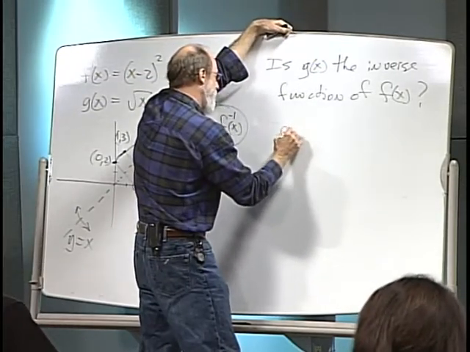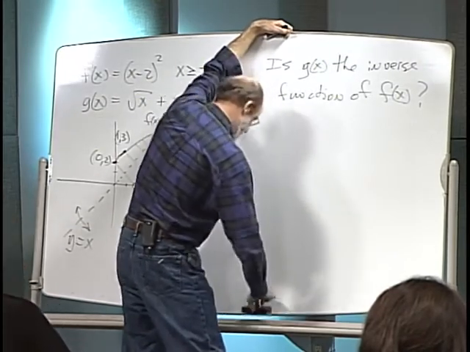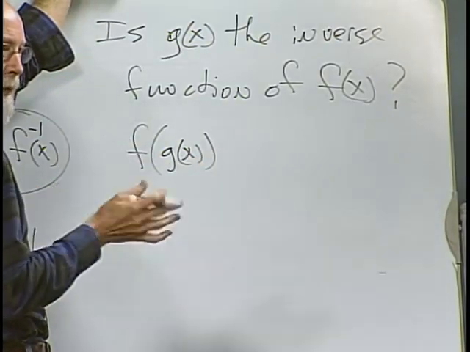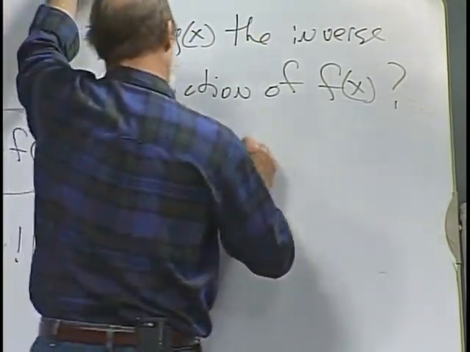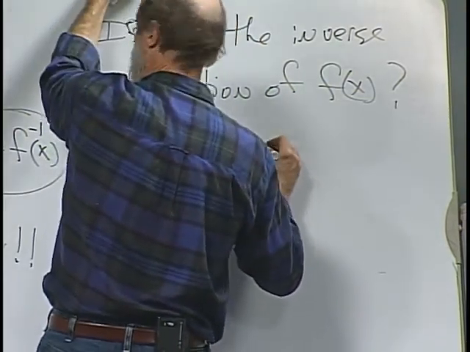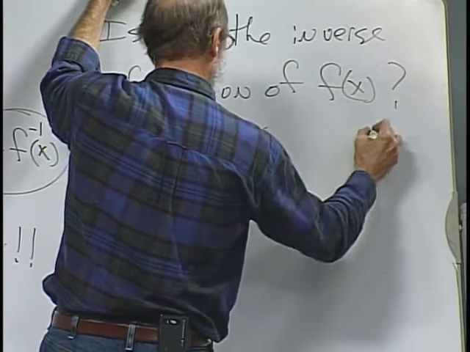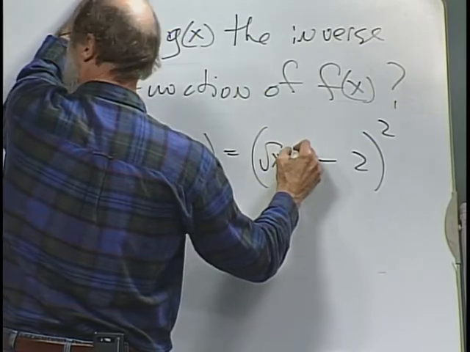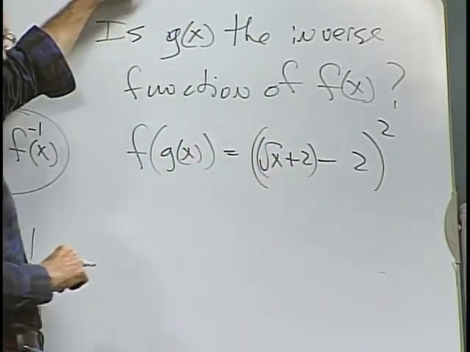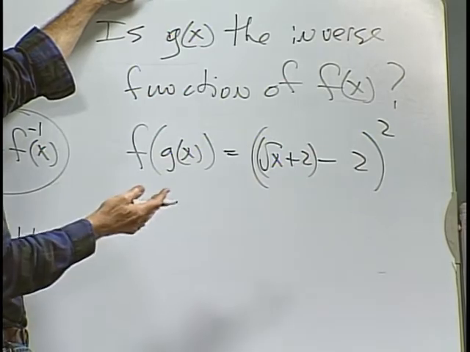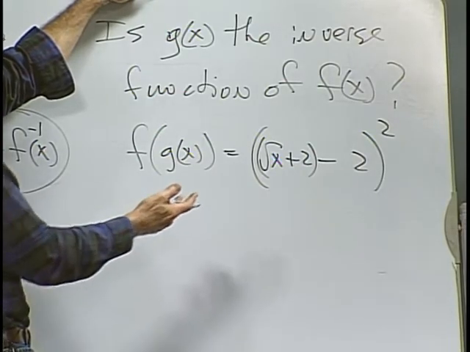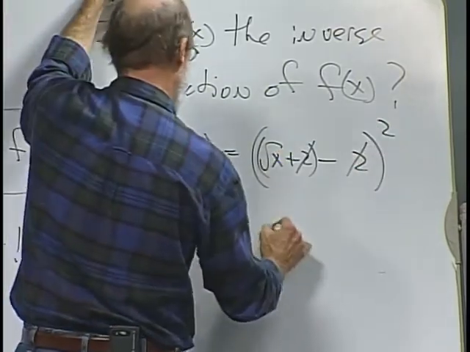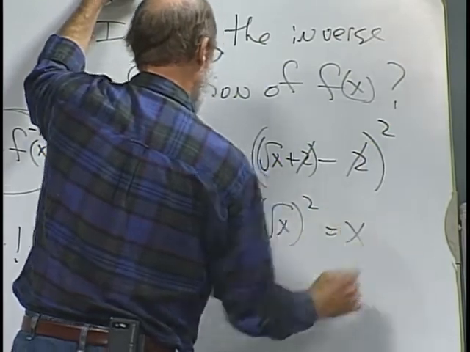So if you form f of g of x, you better get back x if one's the inverse of the other. So here we go. We're going to put inside the squaring function the square root of x plus 2. Easy. Lose the 2's, 2 minus 2. The square root of x being squared gives you back x.